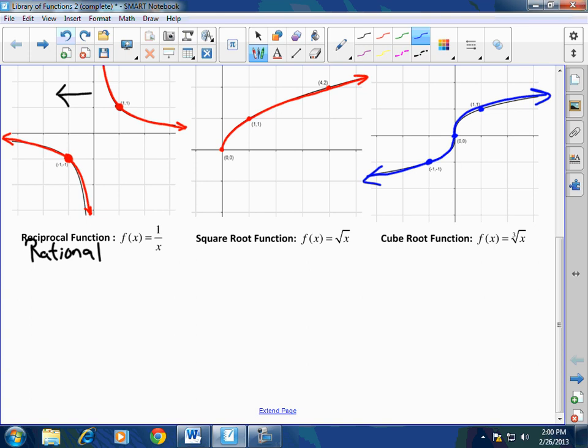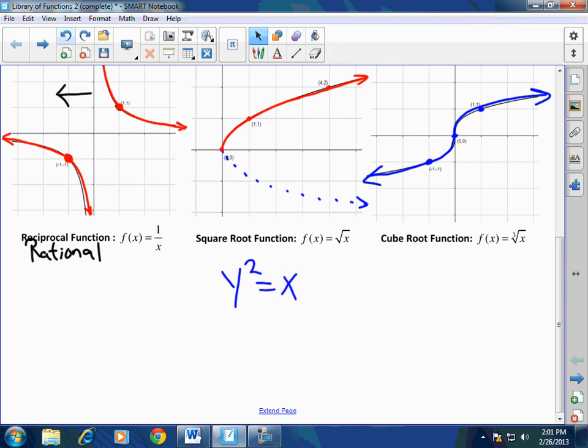Okay, the question was, could the square root function go down? Yes, if it was negative. Remember we talked about reflections and how you flip them? We're going to talk about that in more detail today. But yes, if it was negative, that would be a reflection, and that would be going down. It could be both at the same time if I have y squared equals x. And we'll get into that soon enough. Thank you, sir. Very good question.